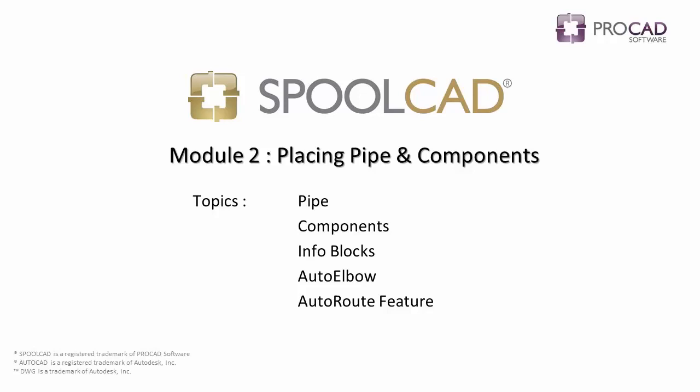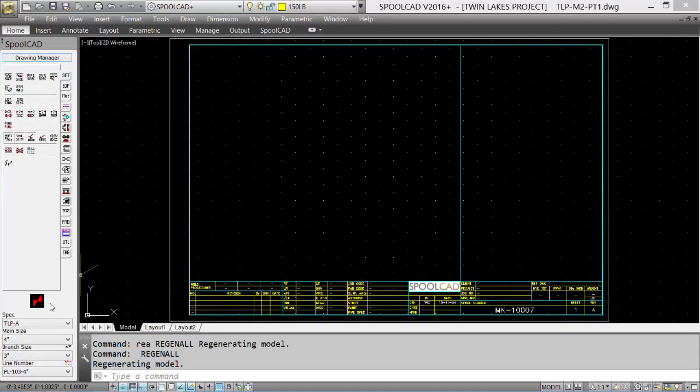Module 2, Placing Pipe and Components, covers the following topics: pipe, components, Infoblox, autoelbow, and the autoroute feature. Our first topic in Module 2 is the pipe command. Let's take a look at placing some pipe.